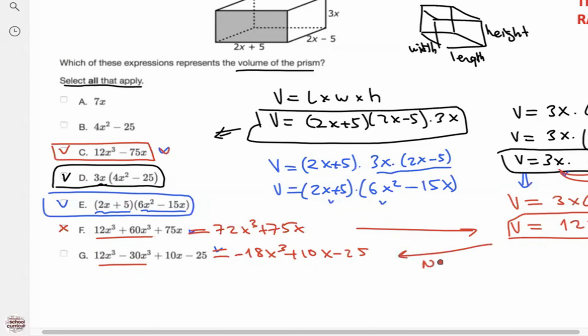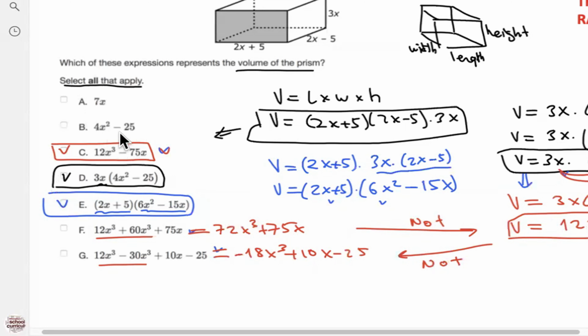They are not the same thing. Okay? Because of that, G is also not correct. Instead of putting a cross, I will leave them empty. Why not 4x squared minus 25? What about B and A? B and A cannot be correct because at the end of all the multiplication, I get a cubic expression.